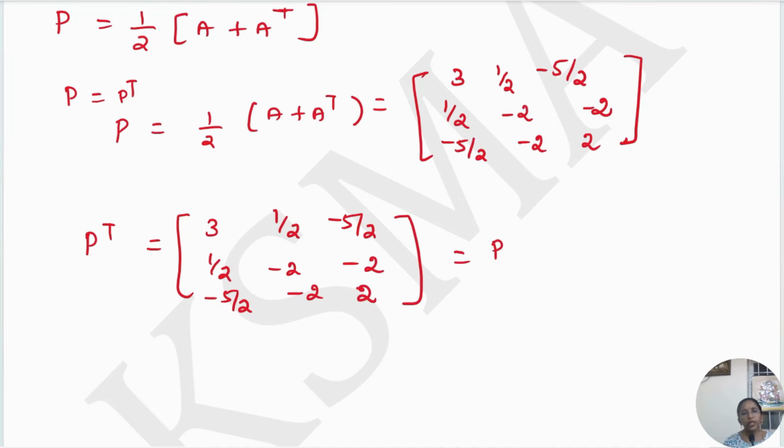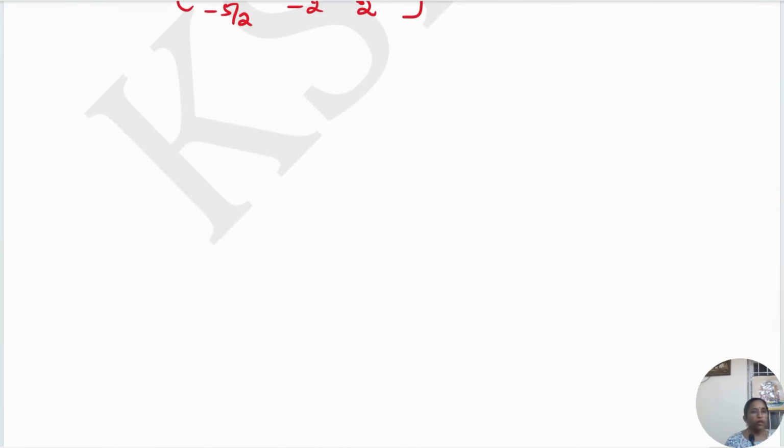So this is nothing but our P. So it is a symmetric matrix. Now consider one more, Q. Q will be equal to 1 by 2 times (A minus A transpose). So here we are going to prove Q is a skew symmetric matrix.